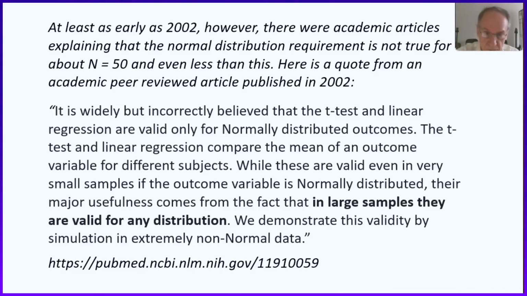So in this article, published in 2002, they don't beat around the bush here. I mean, they state it very clearly. It is widely but incorrectly believed that the t-test and linear regression are valid only for normally distributed outcomes, right? That's what I just said. The t-test and linear regression compare the mean of an outcome variable for different subjects. While these are valid even in very small samples if the outcome variable is normally distributed, their major usefulness comes from the fact that, and I have this in bold, in large samples they are valid for any distribution. That's it. For large samples, they are valid for any distribution.